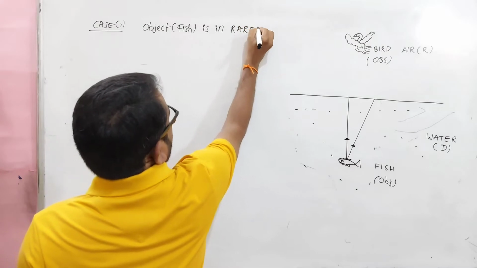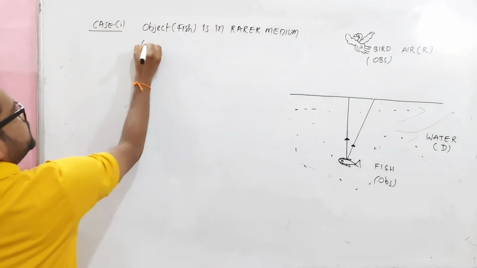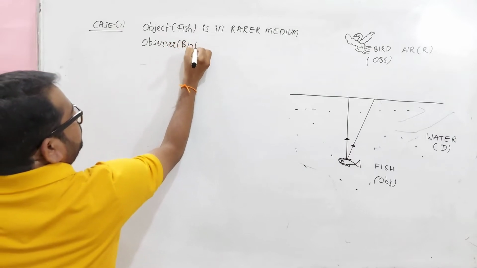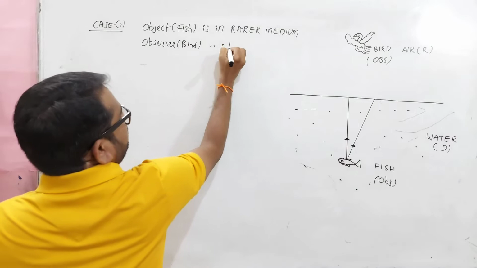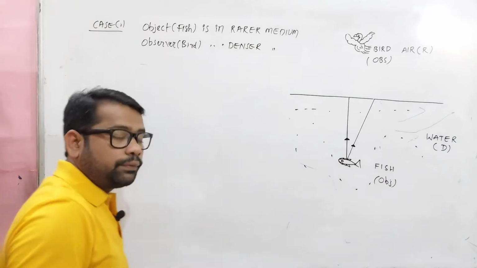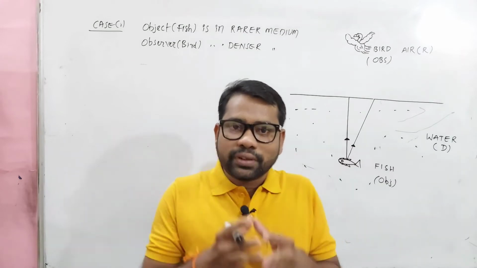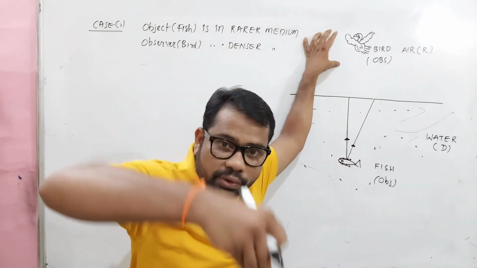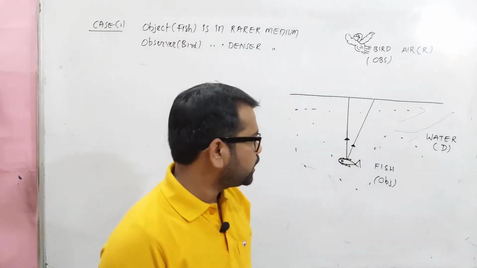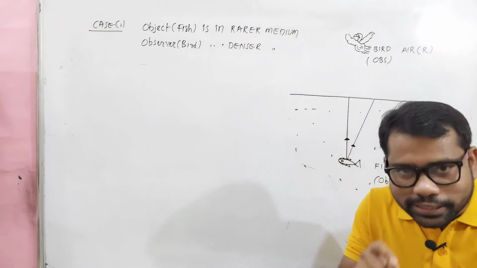So the object is in the denser medium, whereas the observer, who is the observer here? The observer is the bird, kingfisher. So the observer, the bird, is in the rarer medium. This is the first case, children. It's very important. So first case: object is in denser medium, observer in rarer medium. Here the bird is observing this time. For a bird, how the fish appears, that is what we are going to discuss. Fine, children, now look at here. The fish, as an object, is placed in a denser medium.